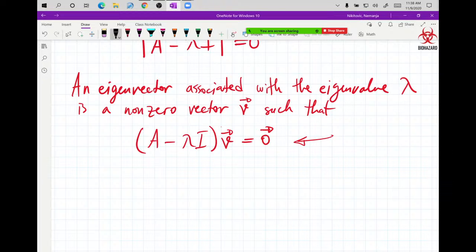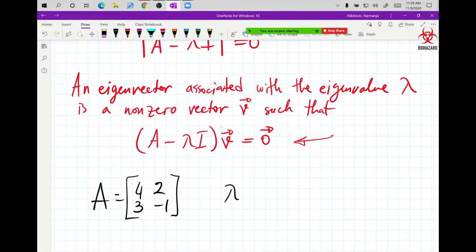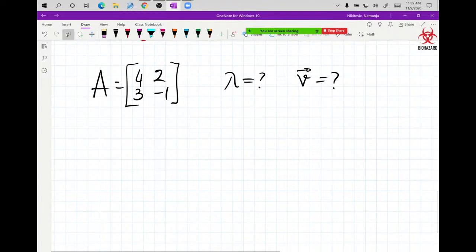And now it's time for us to take a look at just the calculation for eigenvalues. I'm not concerned now with the differential equation. I just want to go in and find these values. So let's have the matrix A be 4, 2, 3, negative 1. So these are the coefficients. It's a 2 by 2 square matrix, right? And I just want to find lambdas, and I want to find vectors V.